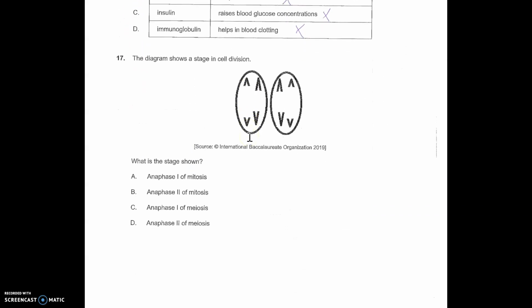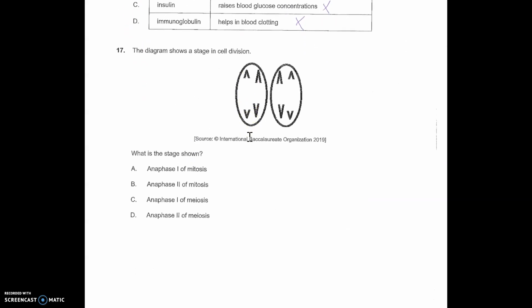Question 17 here shows a diagram in the stage of cell division. Well, there are 2 cells here, so that tells us that it must be meiosis. So we can immediately cross out the 2 that are about mitosis. Now, because we're separating chromatids, it can't be meiosis 1, so it must be meiosis 2, and it is indeed D.